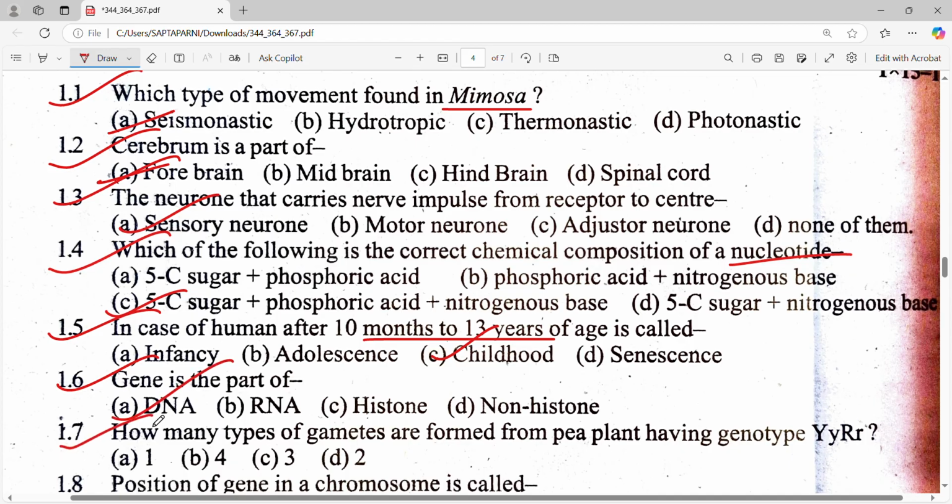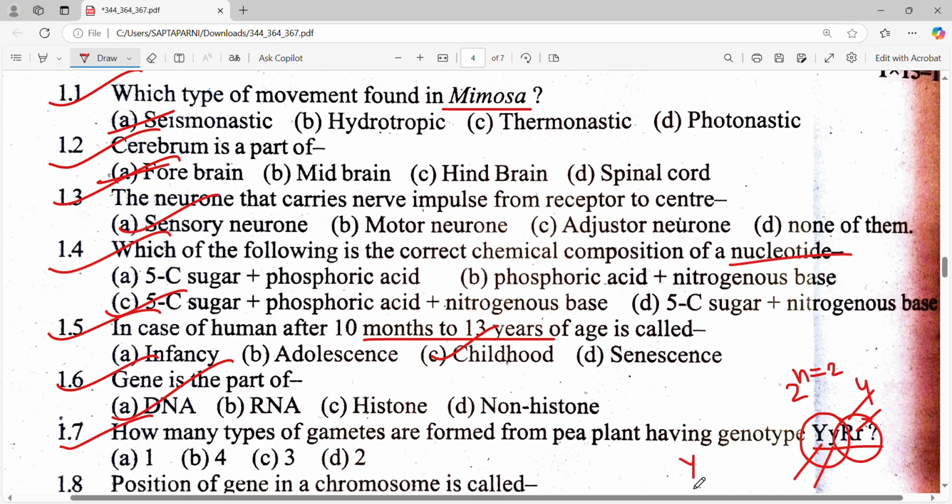Then how many types of gametes are formed from a pea plant having the genotype capital Y, small y, capital R, small r? In my previous videos, I have discussed several times that in case of this type of question, you have to apply the formula 2 to the power n, where n equals the number of genes which have different types of alleles. Here, two types of genes are present, Y gene and R gene. Y gene has two different types of allele, capital Y, small y. R gene also has two different types of allele, capital R, small r. So n equals 2, so 2 square equals 4. So 4 types of gametes would be formed.